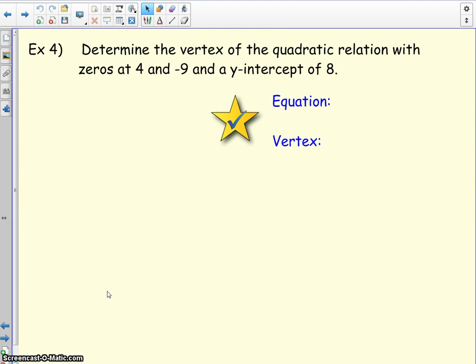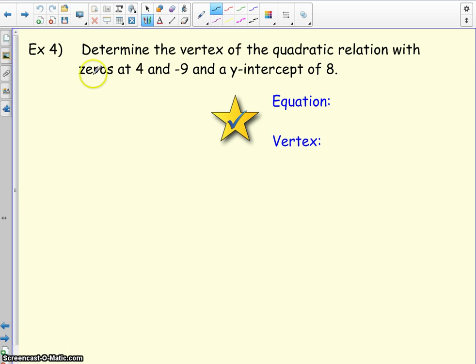Okay, welcome to the continuation of lesson 20. Just going to start us off with a practice of what we were doing last time. So we're trying to find the vertex of a quadratic, and we're given the zeros, and we're given a y-intercept. Okay, and we're asked to find the vertex here.